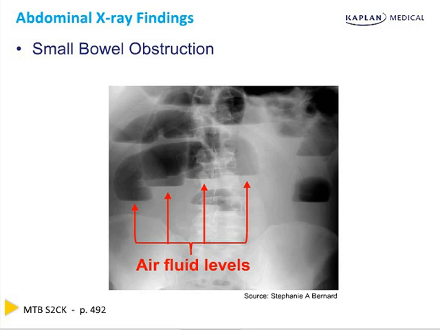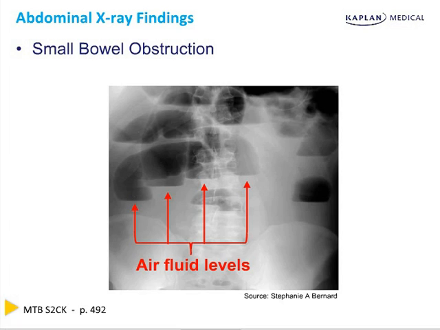of air fluid levels. Air fluid levels can only be seen on upright films, not on supine KUB films, and occur because gravity will naturally pull fluid trapped in an obstructed bowel to the lowest point, leaving the remainder of the bowel lumen filled with air.